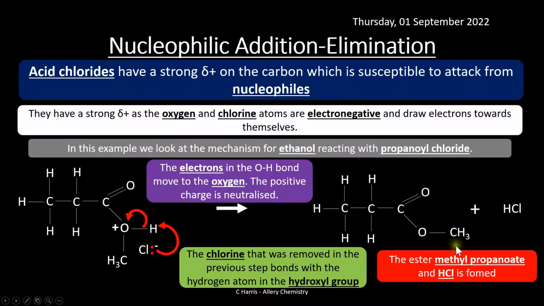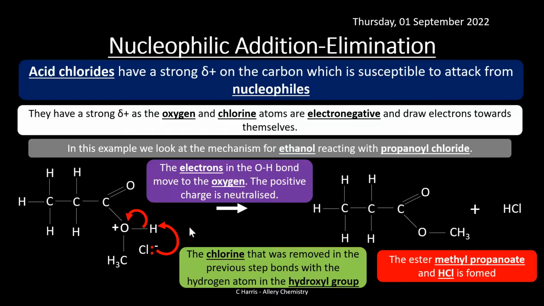And our product here is an ester, as you can see here. So you've got methyl propanoate, because you've got your 3 carbons there, and HCl is formed. So this mechanism is quite detailed. There's a lot going on. You've got to understand, though, it's a 2-step process. You've got to add the molecule first, then you've got to eliminate the chlorine atom.